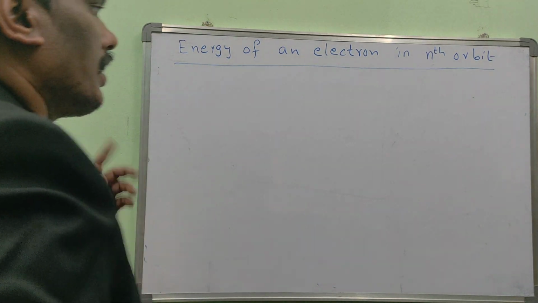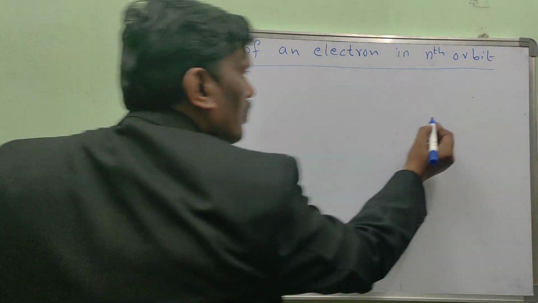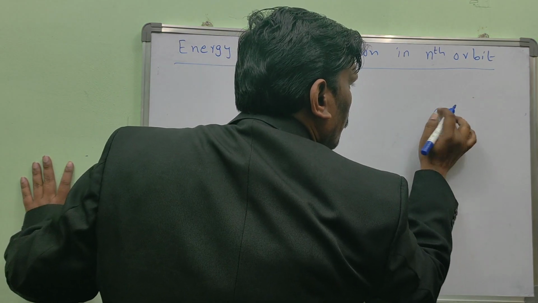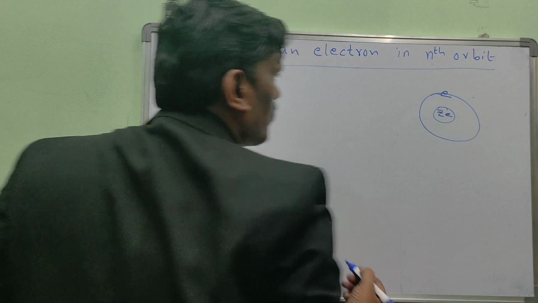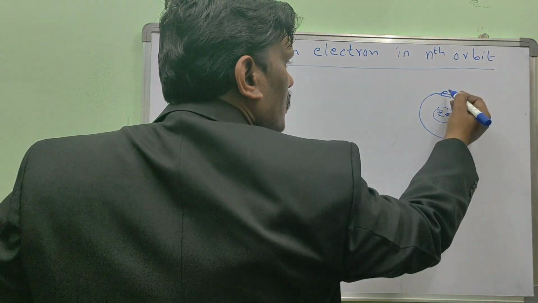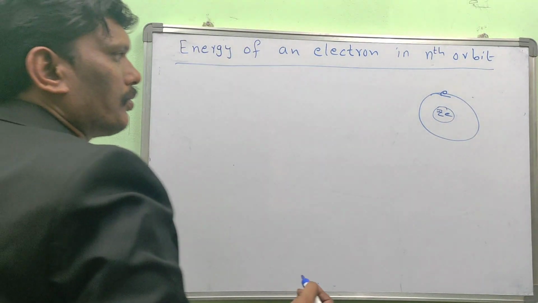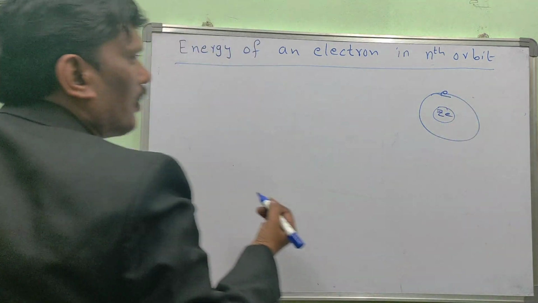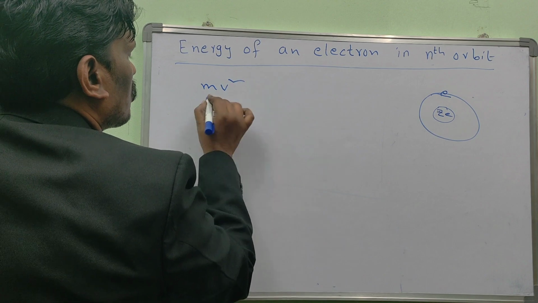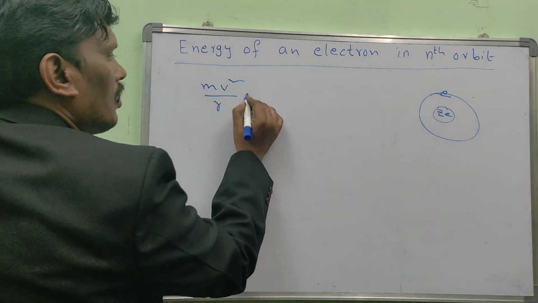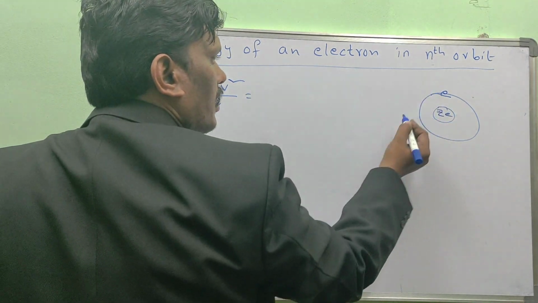Energy of an electron in nth orbit. Suppose I consider this is the nucleus of charge Ze and an electron of charge e revolving around the nucleus. Then there is an electrostatic force between these two, Ze and e. That electrostatic force provides the required centripetal force. So the centripetal force formula is mv square by r. Who provides this? The electrostatic force between these two.